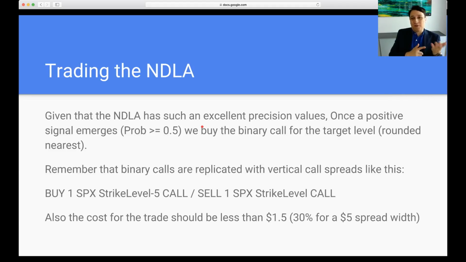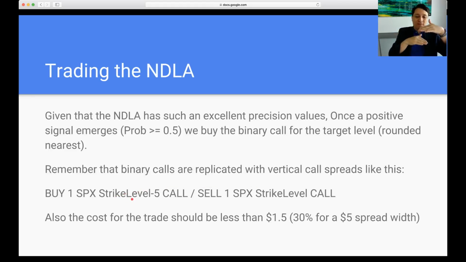But remember, there are no binary calls in the market. Or, in SPX, they are hard to find in legal ways. So we replicate them with a vertical call spread for the target area. So here is the replication. The replication is just a vertical call spread where the short leg is the target, and the long leg is just 5 points below it.